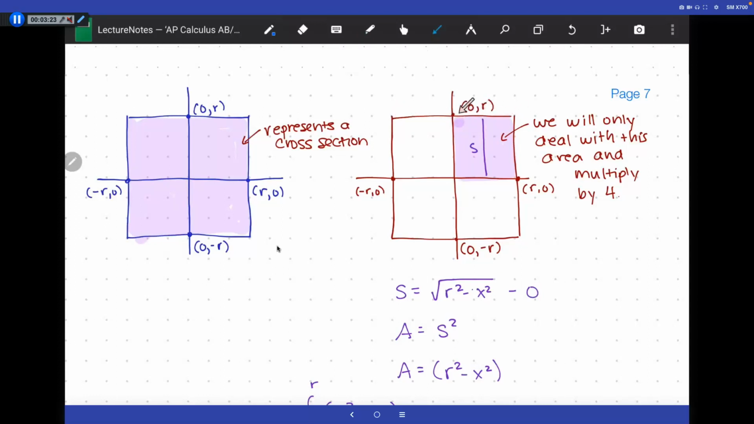This part falls wherever the radius is. So it's not that the circle is a square or anything. It's just that this distance is the radius of the circle, but we're just making a square from that radius.